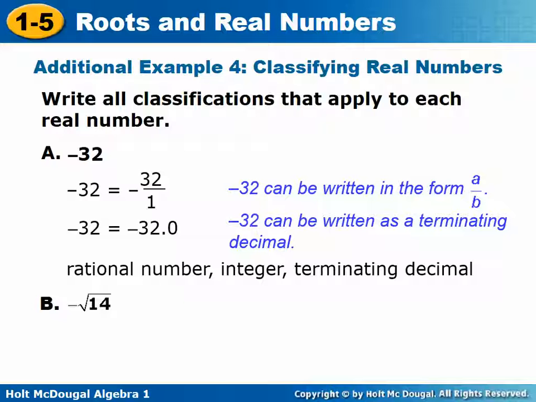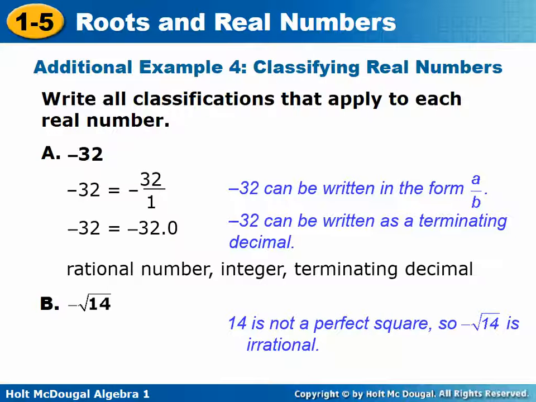Okay, how about negative the square root of 14? Well, if you type that on your calculator, the decimal approximation is a decimal that does not end, does not terminate. It does not repeat. In fact, if you have a square root, if it's not a perfect square, it's going to be an irrational number. So any square root that is not a perfect square is irrational.